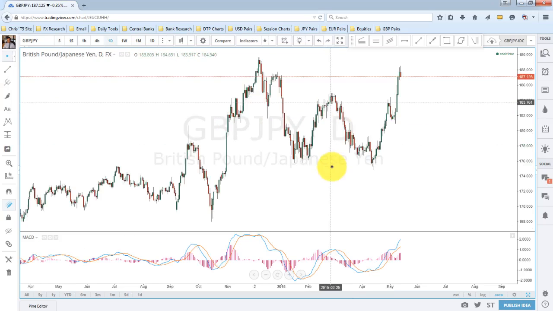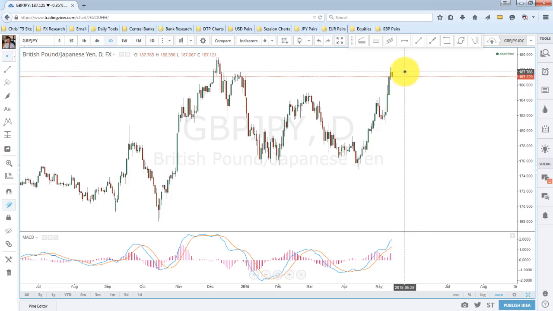Okay, here's a current pound yen. And I'm actually in a pound dollar trade right now. But here, this is the pound yen, and you can see we came up to test a level of resistance, and we're seeing a bit of a reaction here on the daily chart. But let's go ahead and drill down.